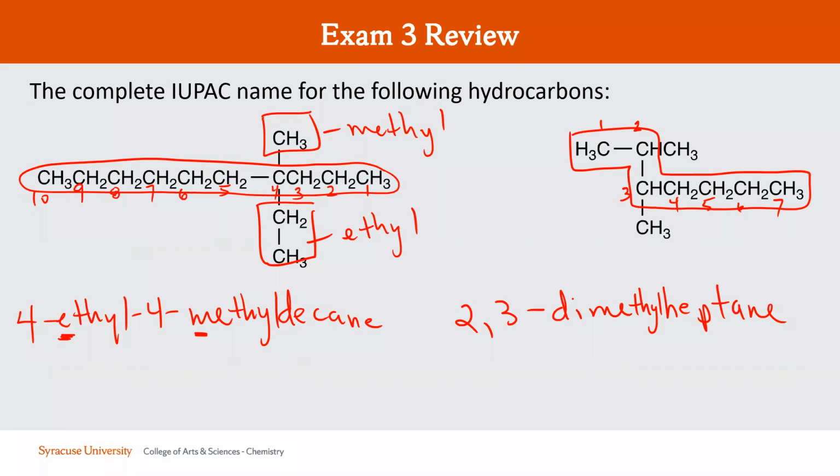So the di is if we have 2 of the same branches. It would be tri if we had 3, and so on.